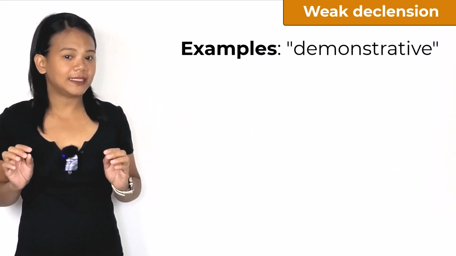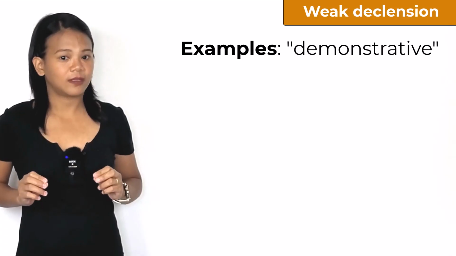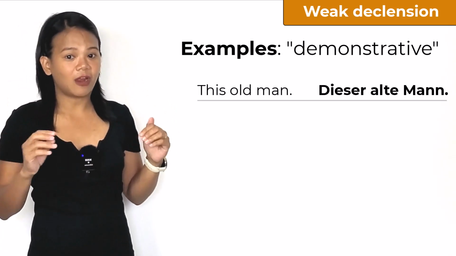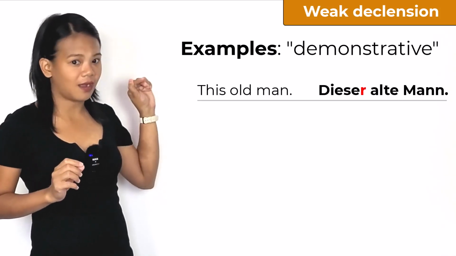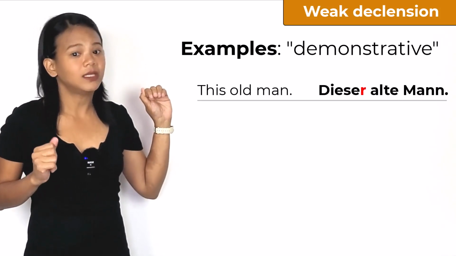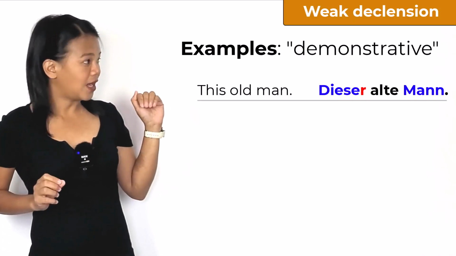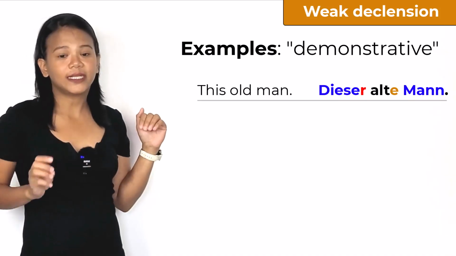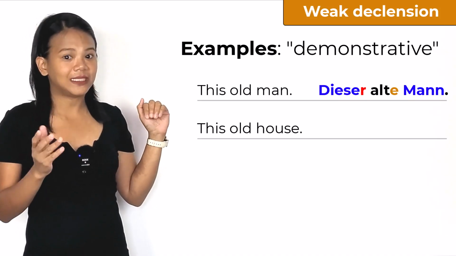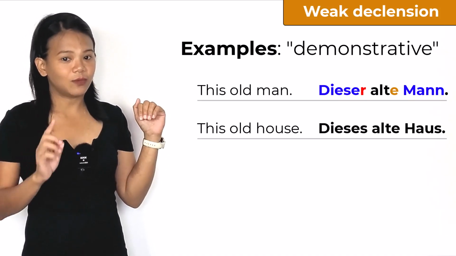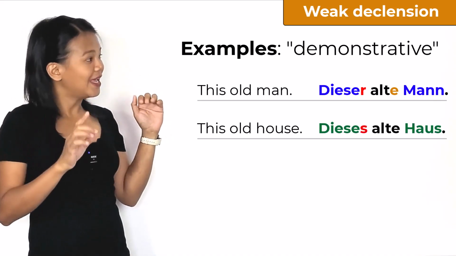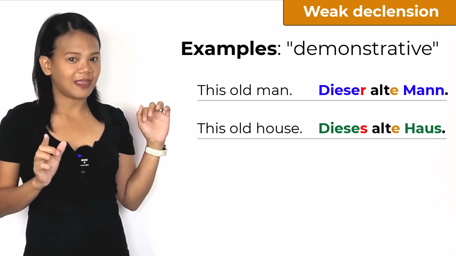Now let us see examples with demonstrative pronouns. This old man. Dieser alte Mann. Our demonstrative pronoun ends with R because our noun is masculine. The adjective alt has E for the weak declension. Another example is this old house. Dieses alte Haus. The demonstrative pronoun ends with S because house is neuter and the adjective has E.